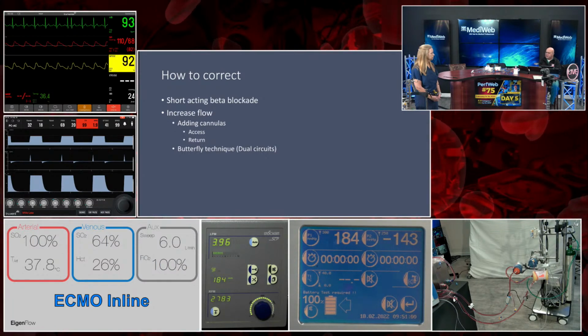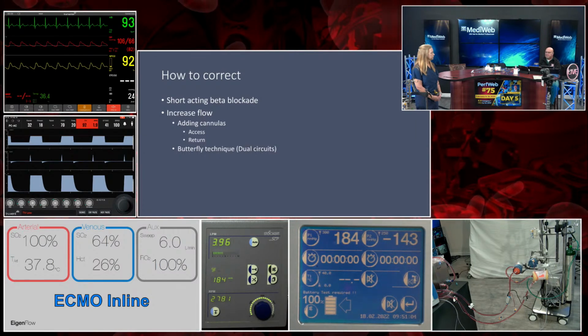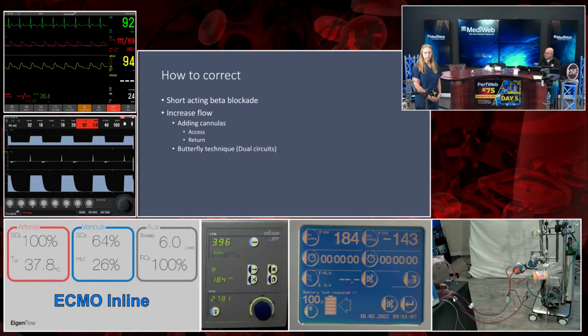Our positive pressure is 184. Our negative pressure is negative 143. That is a very hostile environment for a CRRT machine.